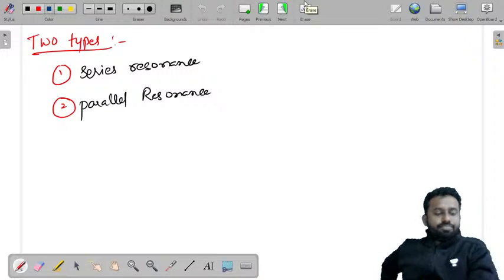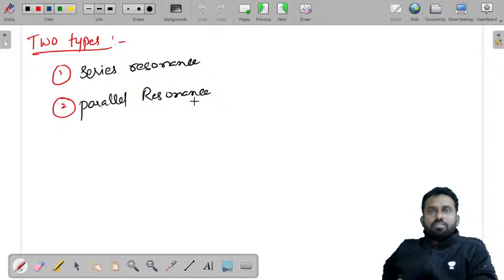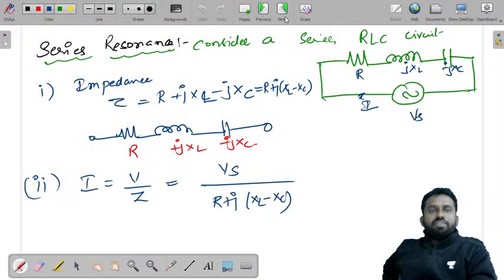Then we have seen series resonance. We have considered an RLC series circuit and written its impedance and current.